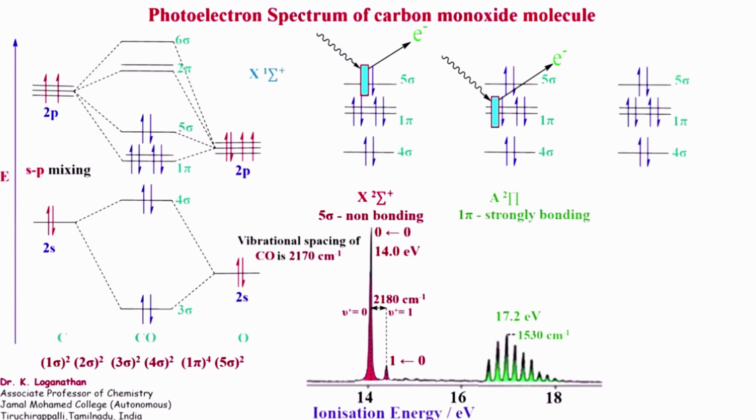When an electron is removed from the 4σ orbital of carbon monoxide, it results in B ²Σ⁺, the second excited ionic state, and gives a band at 19.8 electron volt with sparse vibrational structure. The vibration spacing is 1690 centimeter inverse. It indicates that the 4σ orbital possesses some bonding character, but not as much as the 1π orbital, and it is a weakly bonding orbital.